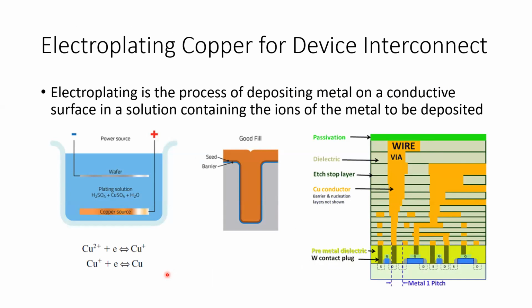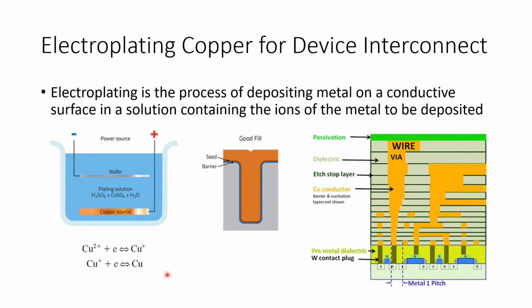But we haven't discussed the most important thing for today's IC technology, which is copper, because copper has higher conductivity or lower resistivity. So we prefer copper to aluminum. So actually, we use the electroplating method for copper deposition.